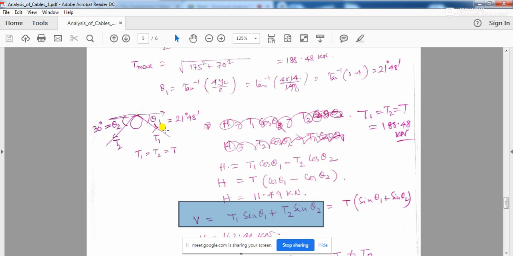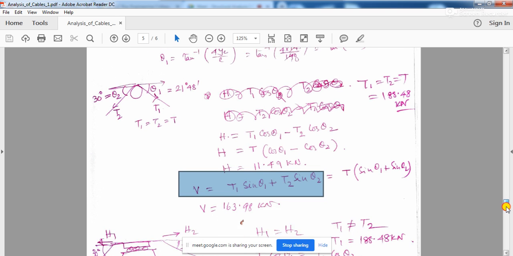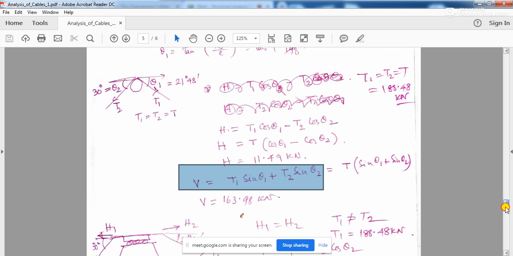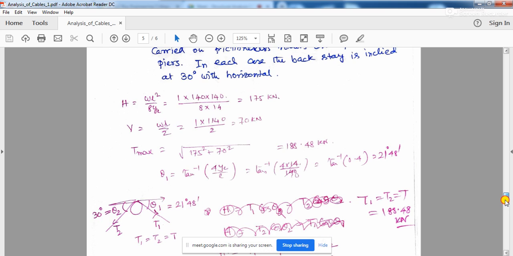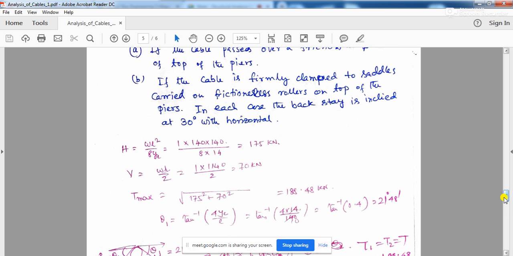That is the difference between the pulley and the saddle. Okay. Now, once you have found out H and V, we will go to the next part of the problem, that is, if the cable is firmly clamped to saddles carried on frictionless rollers on top of the piers.